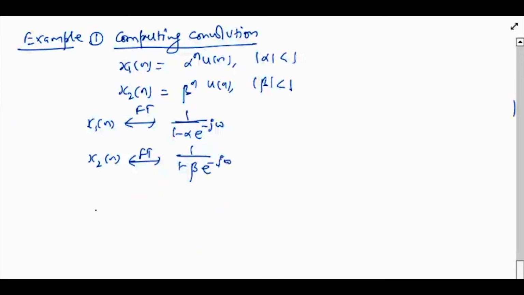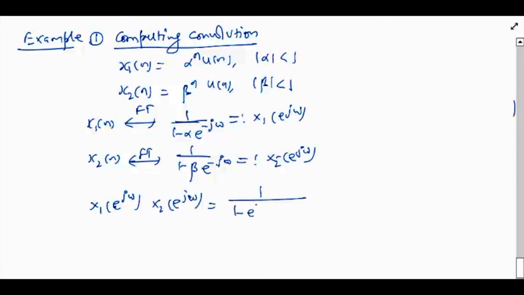Now from the convolution property, the convolution of x1 and x2 is nothing but the inverse Fourier transform of the multiplication of the terms on the right hand side. That is, we would be interested in computing the inverse Fourier transform of, let's say this is X1(e^{jω}) and this is X2(e^{jω}). Then our interest is in computing the inverse Fourier transform of this product.